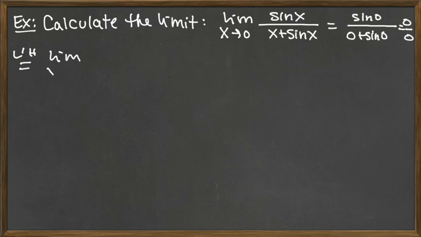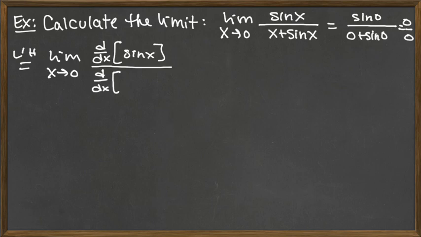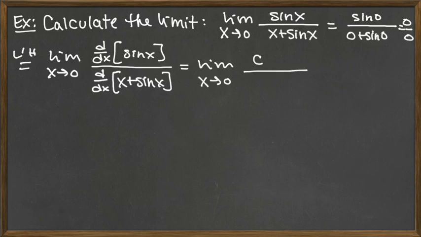So we have the limit as x goes to 0, and we're going to have the ratio of the derivatives here. On the top, we're looking at the derivative of sine of x, and on the bottom, the derivative of x plus sine of x. Well, the derivative of sine of x is cosine of x, so we're looking now at the limit as x goes to 0, where the top now is cosine of x. And the bottom would be the derivative of x, which is 1, plus cosine of x.